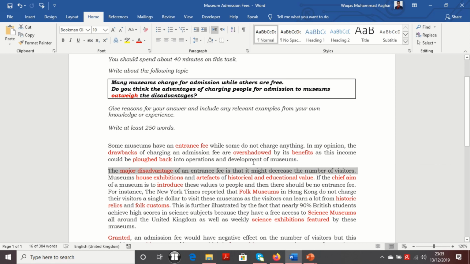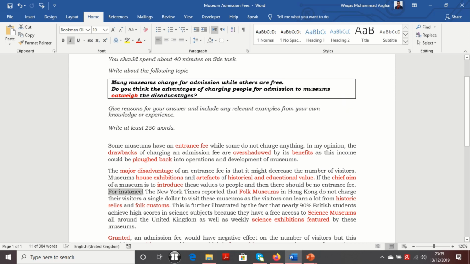So now I'm going to give reasons for my answer to fulfill the examiner's requirement, which is to give reasons for your answer. Museums house exhibitions and artifacts of historical and educational value. If the chief aim of a museum is to introduce these values to people, then there should be no entrance fee. Now I will support my explanation with an example to fulfill the examiner's requirement.